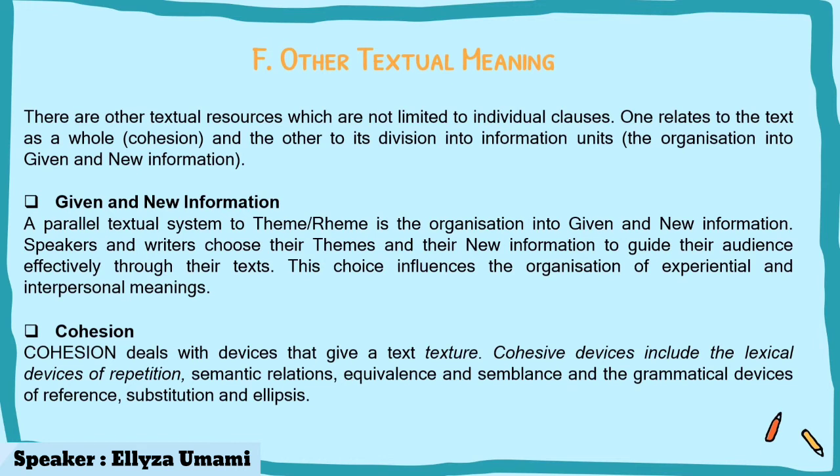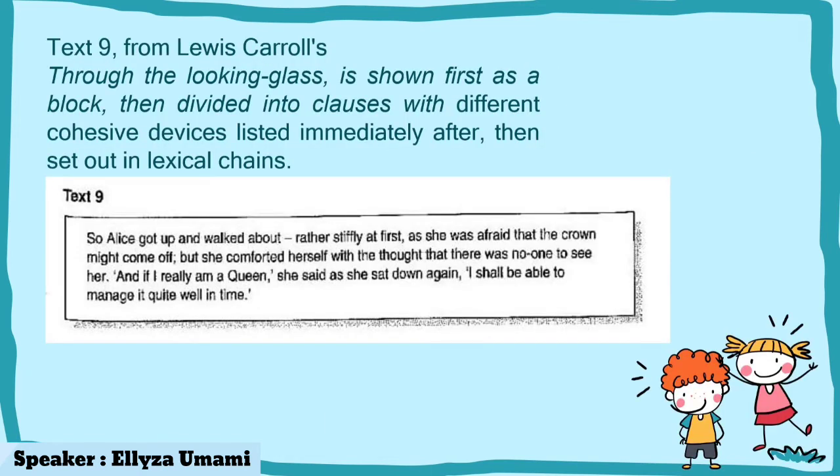Cohesion. Cohesion deals with devices that give a text texture. Cohesive devices include the lexical devices of repetition, semantic relation, equivalence and similarity, and the grammatical devices of reference, substitution, and ellipsis. Text 9 from Lewis Carroll's Through the Looking-Glass is shown first as a block, then divided into clauses with different cohesive divisions immediately after, then set out in lexical chains.